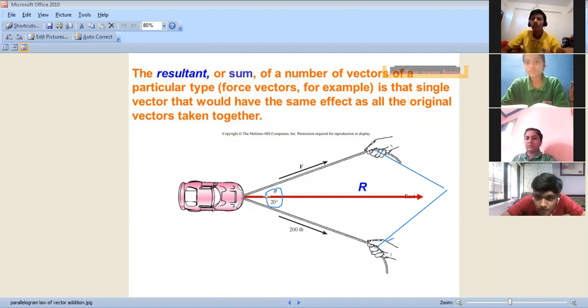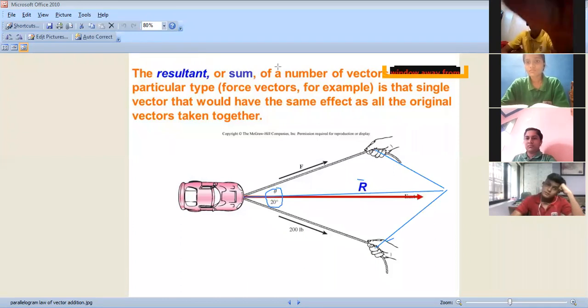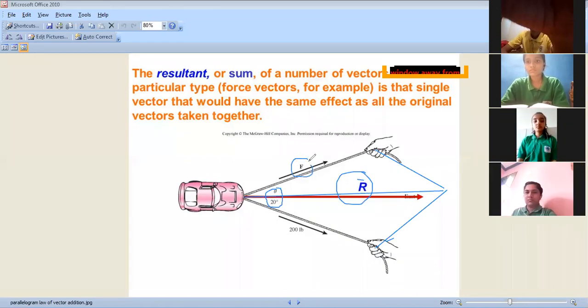The tail of the main vector to the head of the hypothetical vector will give me this resultant. So this is the resultant. One person is stretching from here and one person is stretching from here. So my car will not be moving here nor here. It will be moving in the direction of this resultant. Clear? So by using parallelogram addition, you can find the resultant if the angle between two vectors is 20 degrees.